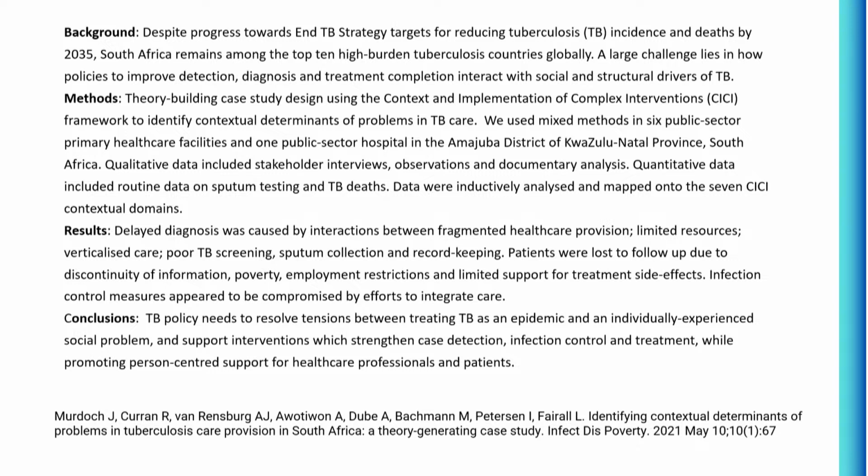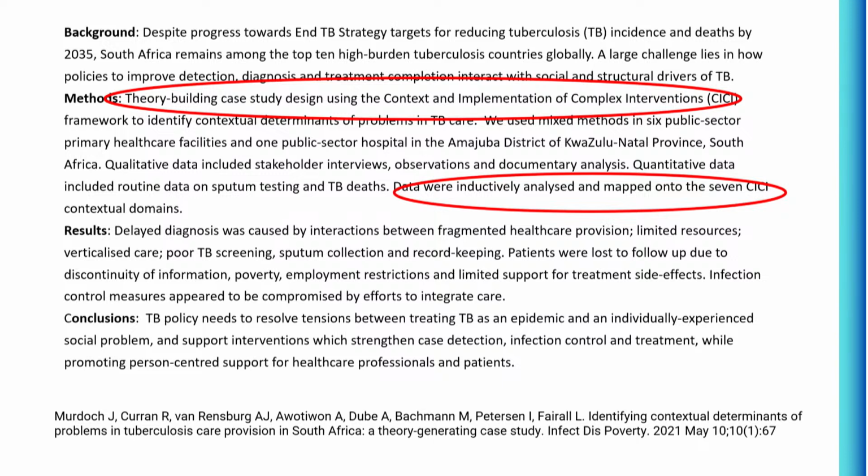Yeah, and in the conclusion, let's see. There's nothing there necessarily, but basically this is your clue here. Okay, and maybe this is also a bit of a clue: data was inductively analyzed and mapped onto 7 context implementation domains. Okay, and TB policy needs to resolve tensions. So I appreciate this is a challenging exercise for you, right? That's completely normal. No class gets this right off the bat.